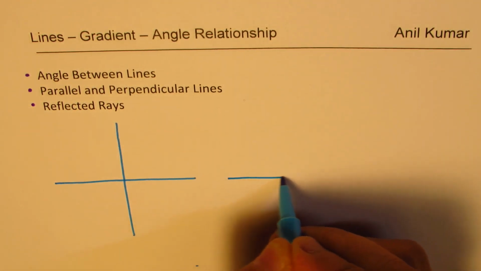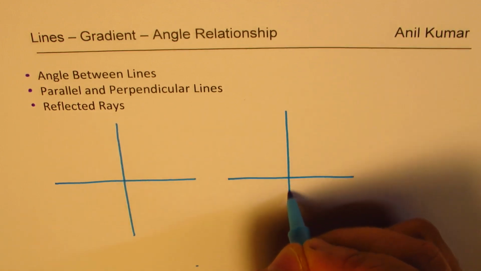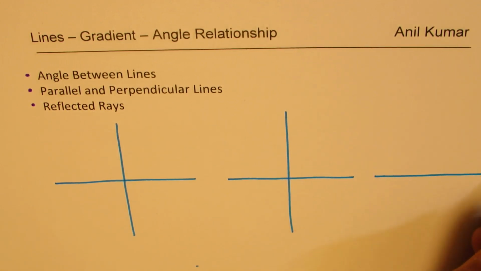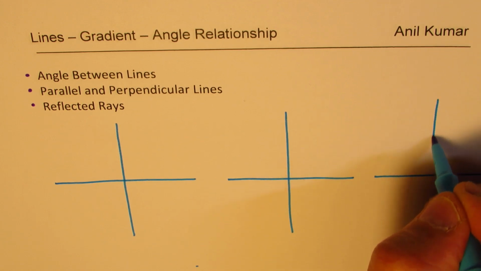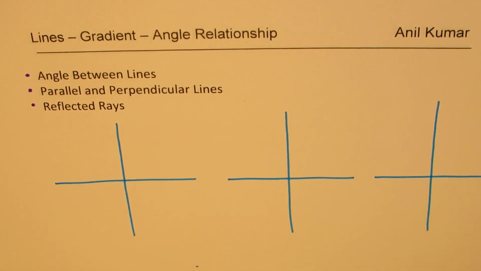So in this video, I'm also going to take a short break after discussing parallel and perpendicular lines examples. And then we'll continue with our test related questions. So the basic things which we will be looking into is, first, angle between lines.